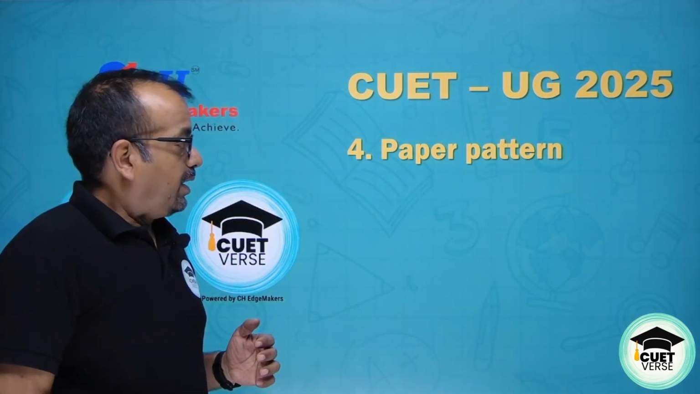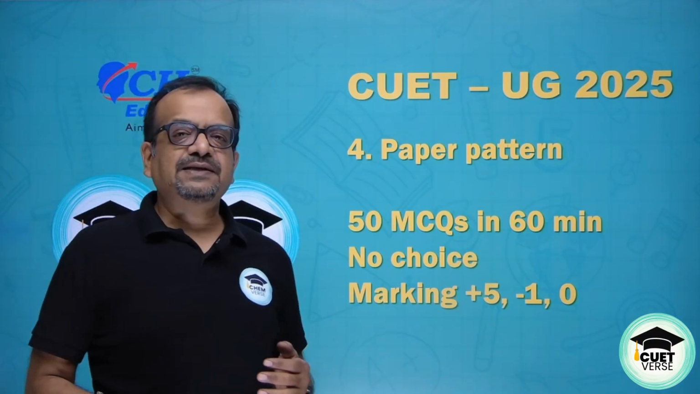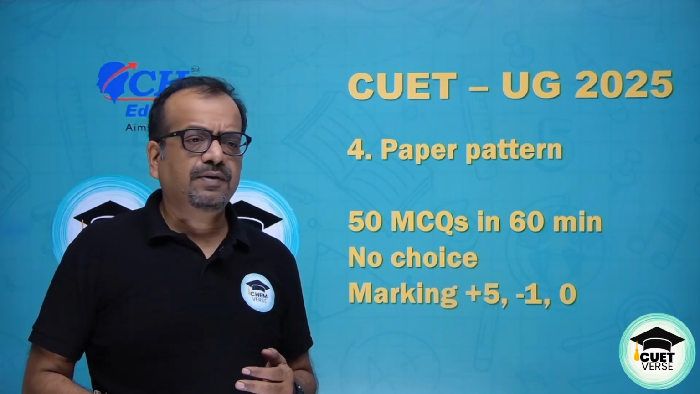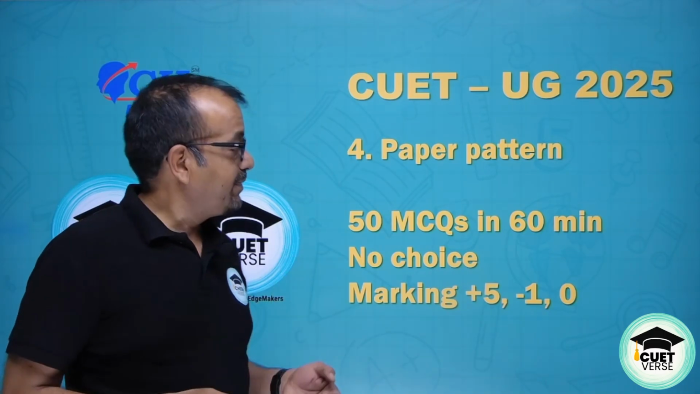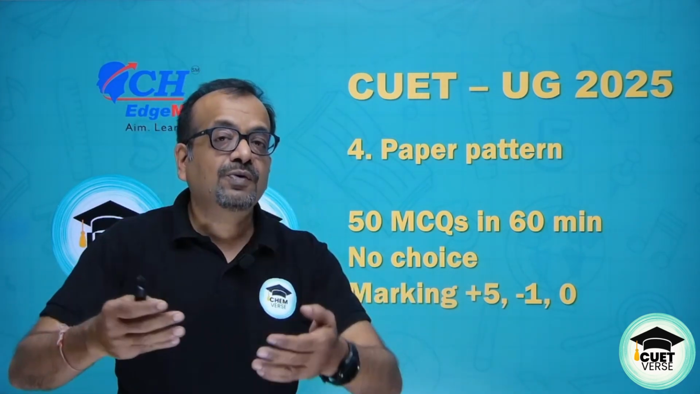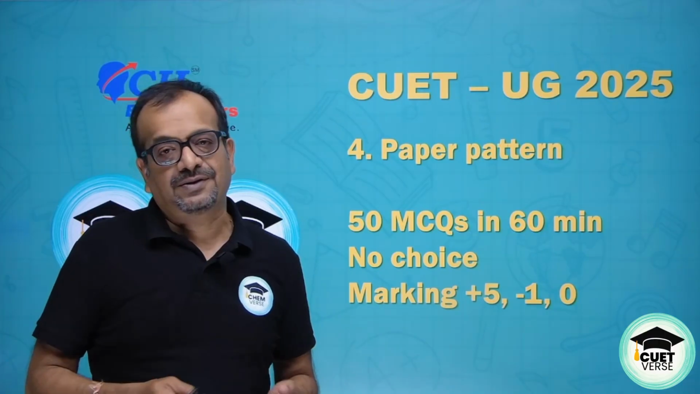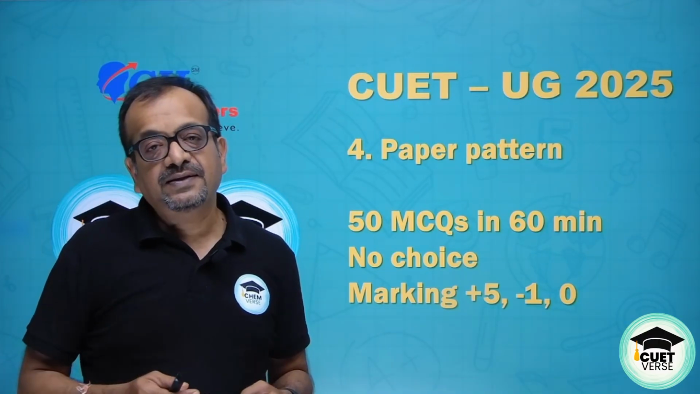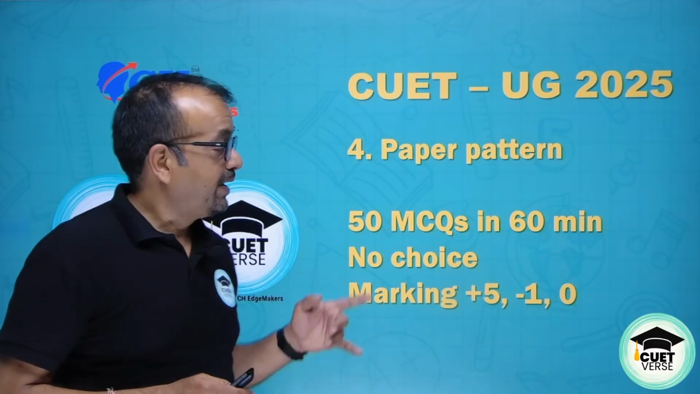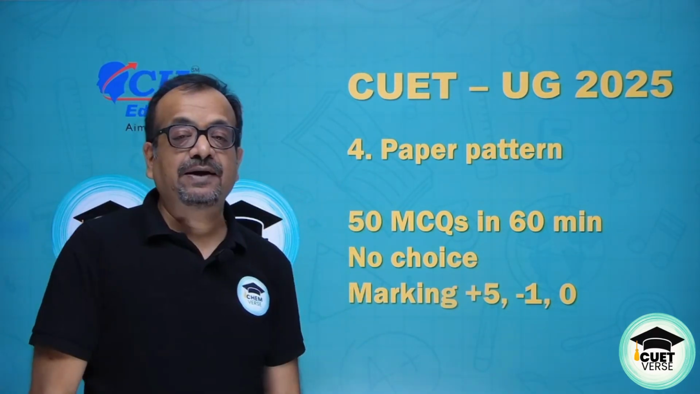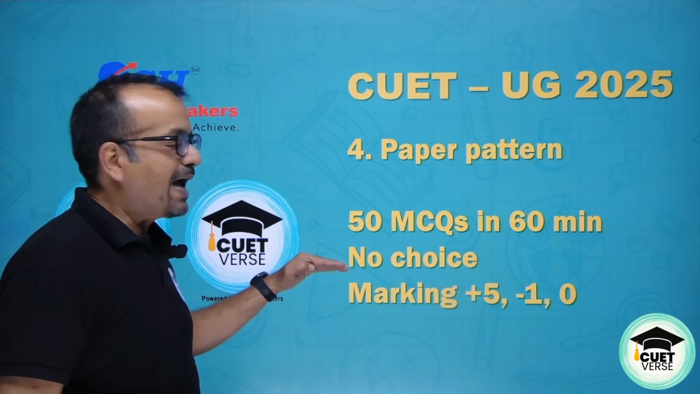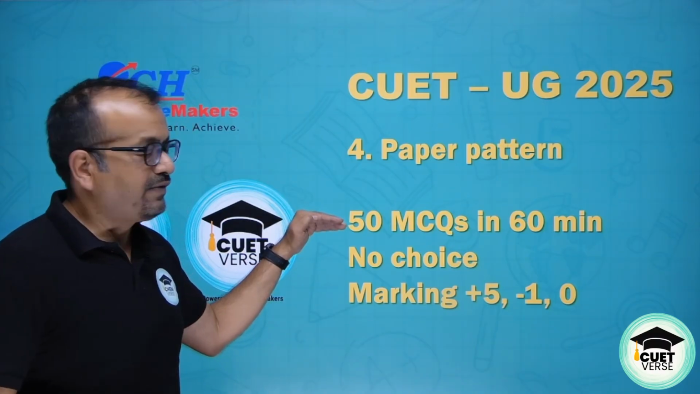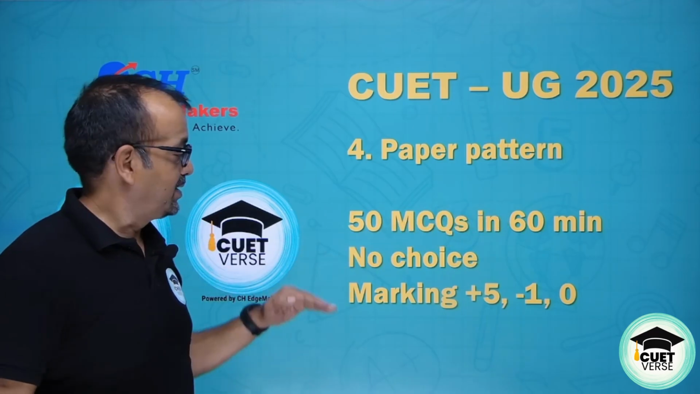Last one is about the paper pattern. A small change here is that last year there were certain papers where they had choices. That means you had to appear in 50 questions, but there were more questions available, so you had choice of leaving certain questions. And specifically in general test, the number of questions was different. This year, further standardization has been done. All the papers this year will be in one specific format with absolutely no choice. So you will have 50 MCQs to be attempted in 60 minutes, no choice.